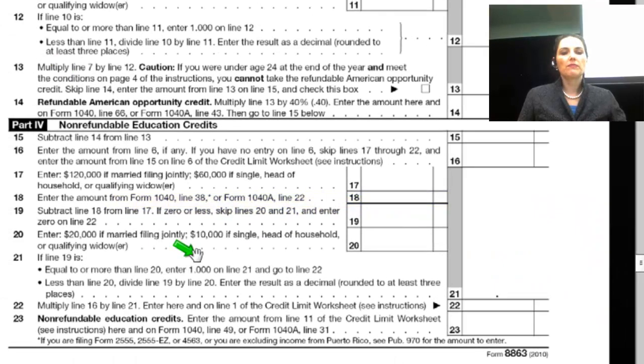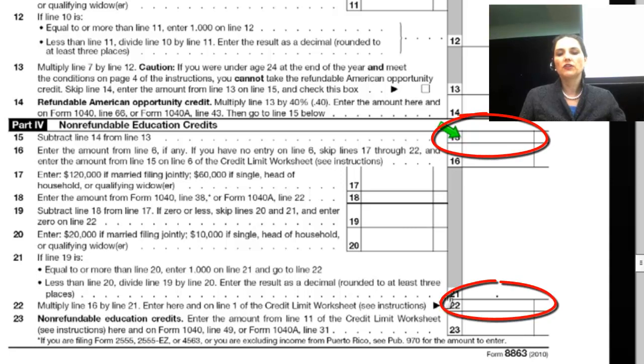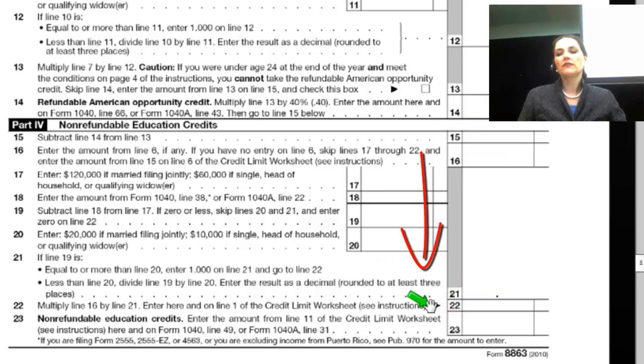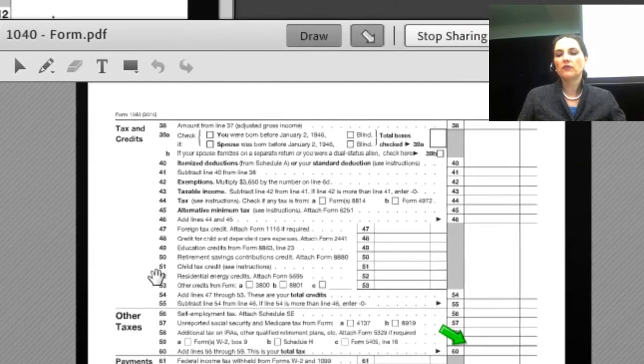The amount of American Opportunity Credit is entered on line 15 of the form, and the amount of Lifetime Learning Credit is entered on line 22 of the form. You figure the Lifetime Learning Credit on lines 16 through 21. You total the Lifetime Learning Credit on line 22. You add it to the non-refundable portion of the American Opportunity Credit shown on line 15, and the total credit shown on line 23 carries to the Form 1040 and is entered on line 49.